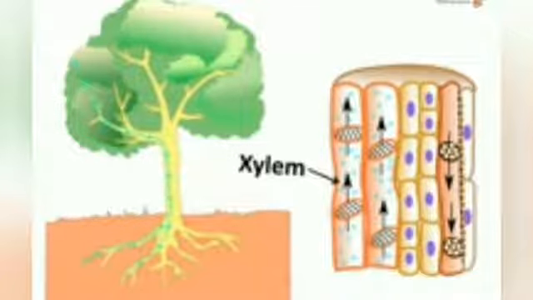As we know, the roots absorb the water and the minerals from the soil, and the pipeline which is used to transport it to the leaves is made of special tissues called xylem. Now let us perform an experiment to understand the functioning of the xylem.